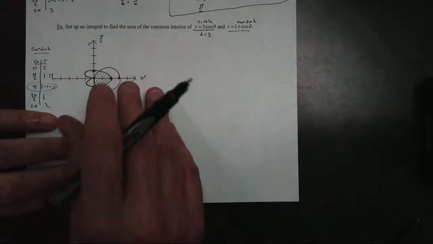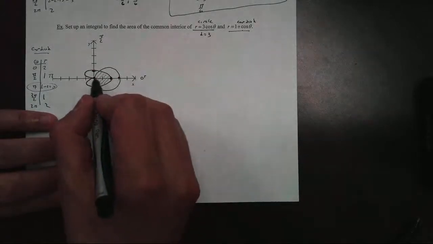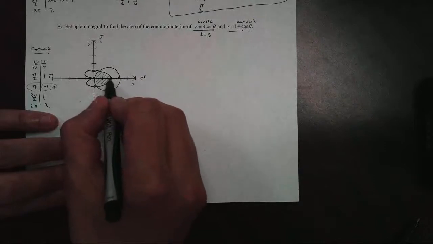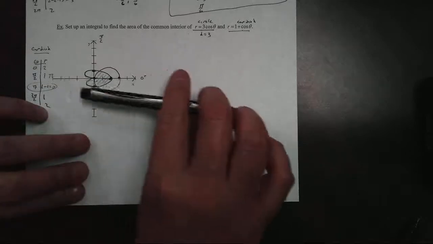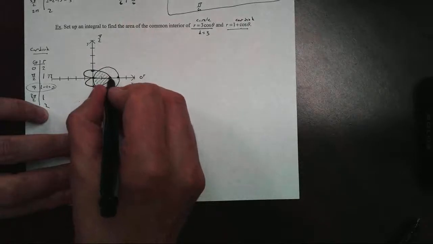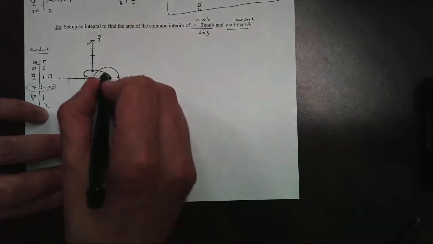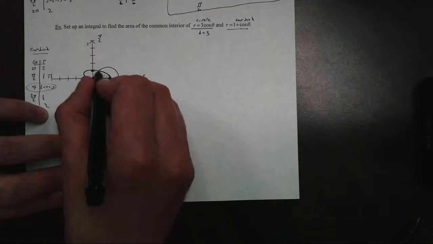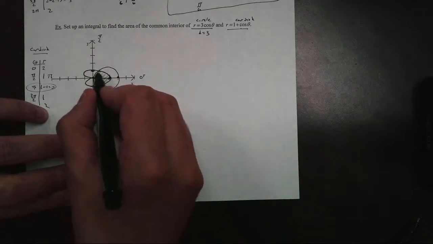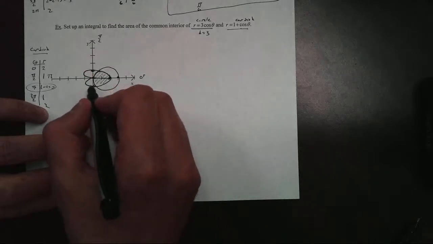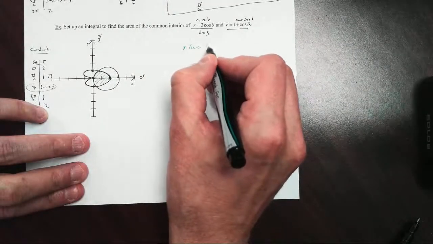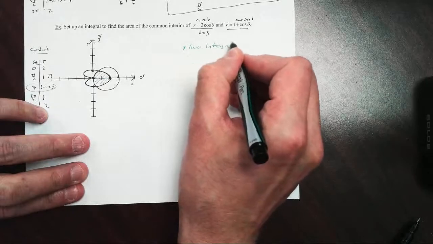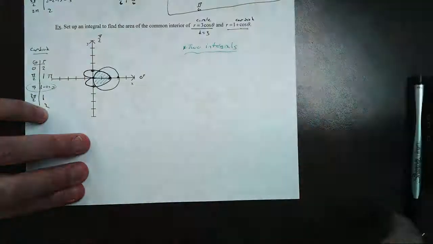But we want to be really careful, because when I do my radial arm from here to here, on the shaded region, I'm going to be on the cardioid. But as I rotate my radius, I'm on the cardioid, I'm on the cardioid, I'm on the cardioid. But then once I hit this point, I'm no longer on the cardioid. I'm on the circle itself. So for this problem, we will be needing 2 integrals to solve this one here.